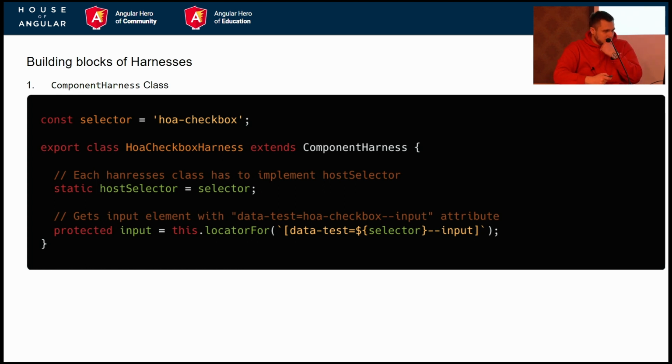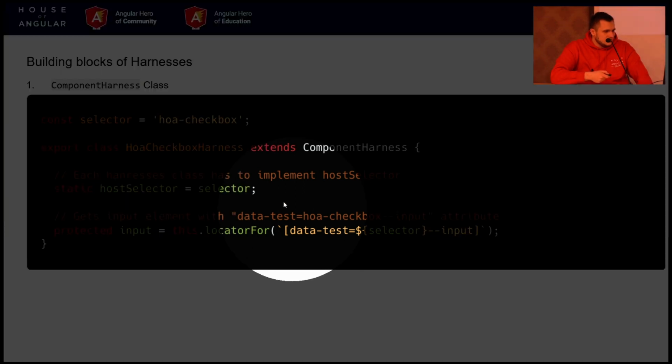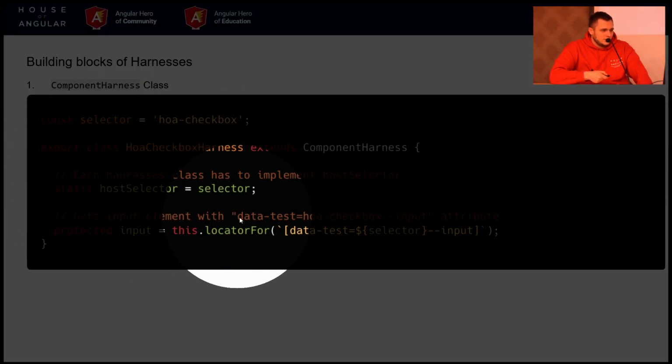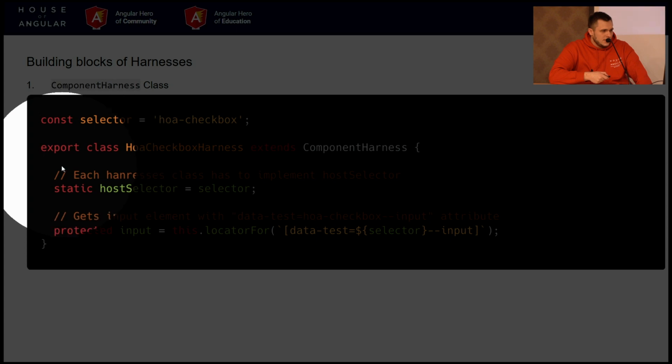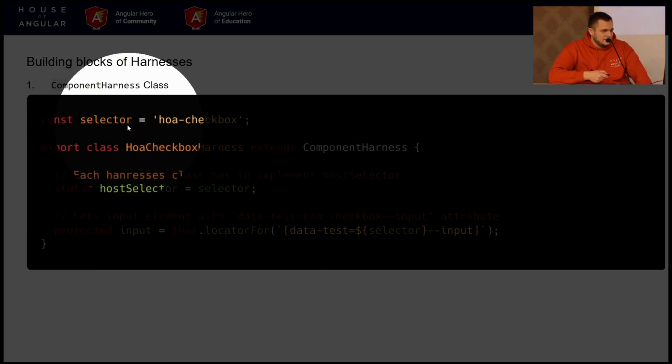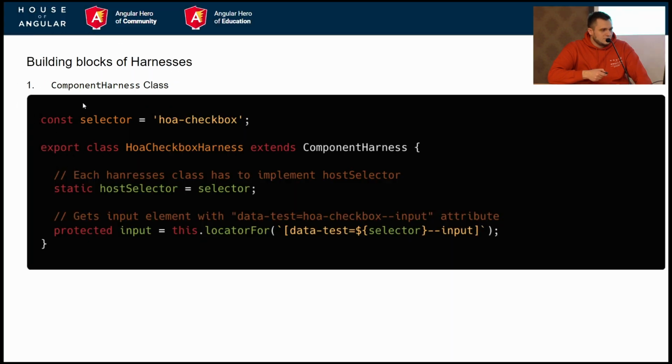okay, first we'll go through a small example. I forgot about this one. As you can see, there is also a static property hostSelector, which each component harness that extends the component harness class has to implement. And this hostSelector, which I have defined at the very top, is responsible for identifying the component harness with the component which is used within the DOM. In most cases, about 100% of cases, this hostSelector should be exactly the same as the selector of the corresponding component or directive to which this harness is dedicated.